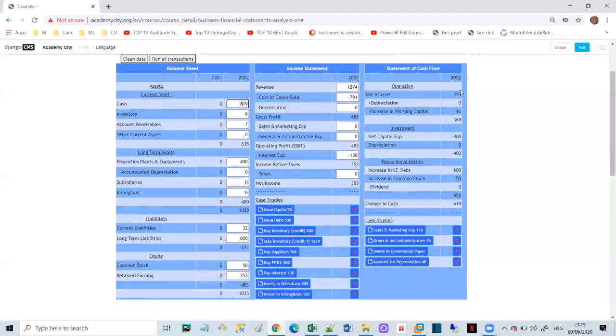Okay, so we see also the effect of paying interest on the income statement, affecting the equity, and it shows as a smaller number in the beginning of the operating section of the statement of cash flow. Good. Let's take another example.